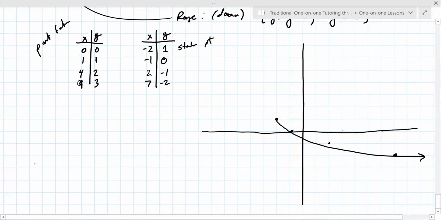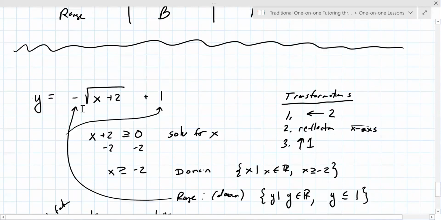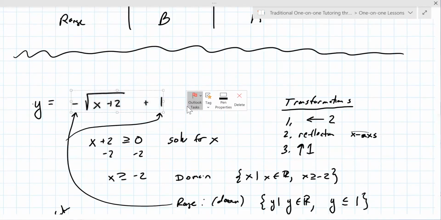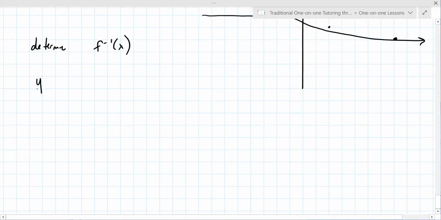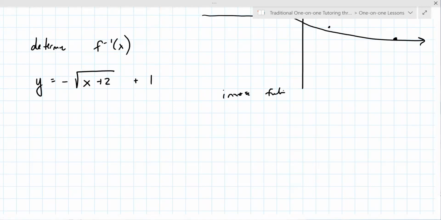Okay, so the next thing we're going to do is determine the inverse. Let me go back up and grab the parent function here. All right, so if y equals this, will you try to find the inverse function for me? Take about a minute and let me know if you have any questions and I'll work it out for you.